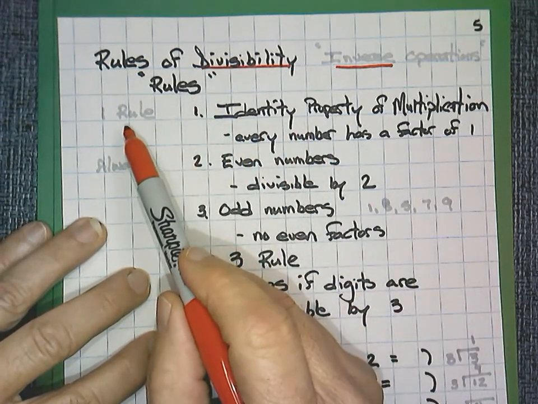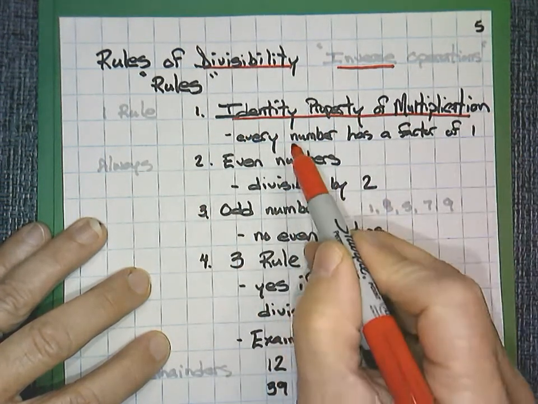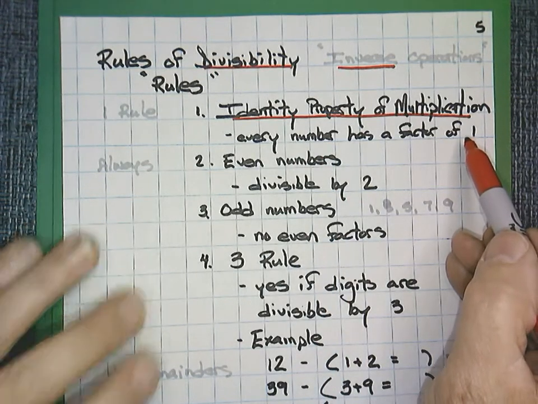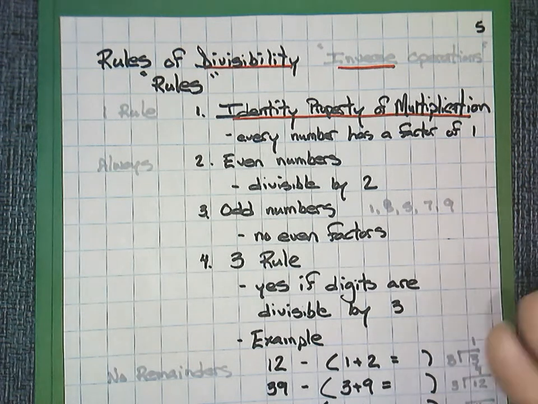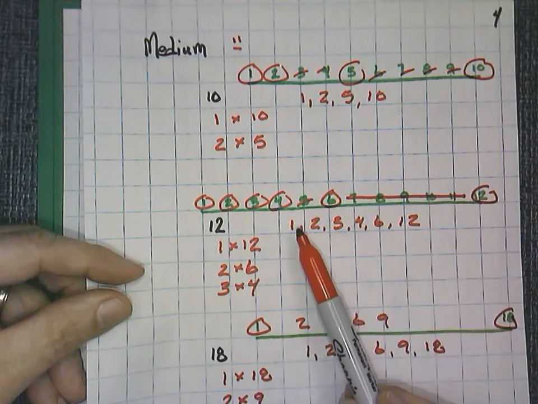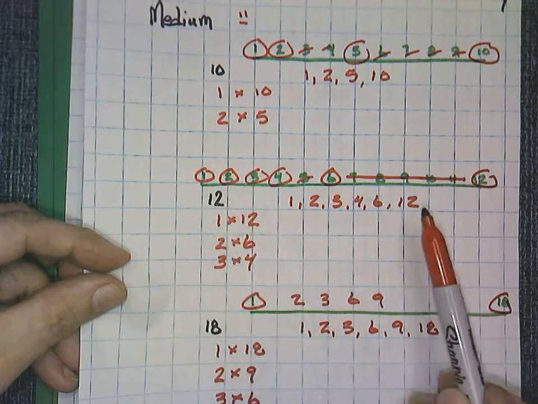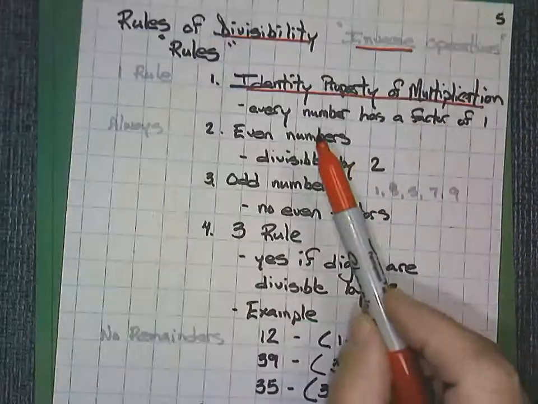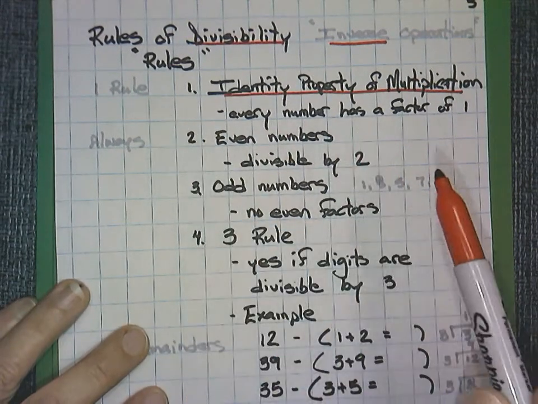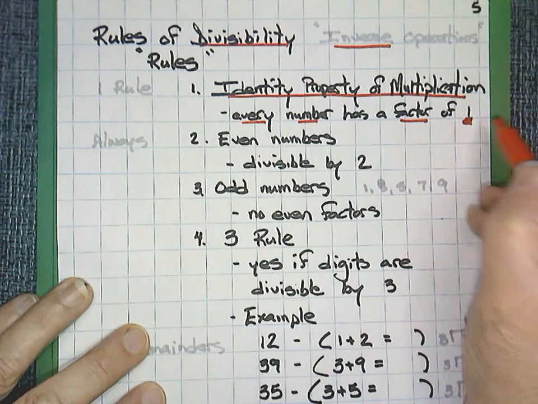Think of the one rule. That's called the identity property of multiplication, meaning that every single whole number has a factor of 1. So when you're asked to do factors, did you notice that in the lists we've done so far, in every single list we see 1 and the number itself: 18, 12, 10. So that's what we mean by the identity property. I'm just going to call it the one rule, that every number has a factor of 1. It's a great place to start when you're doing this.